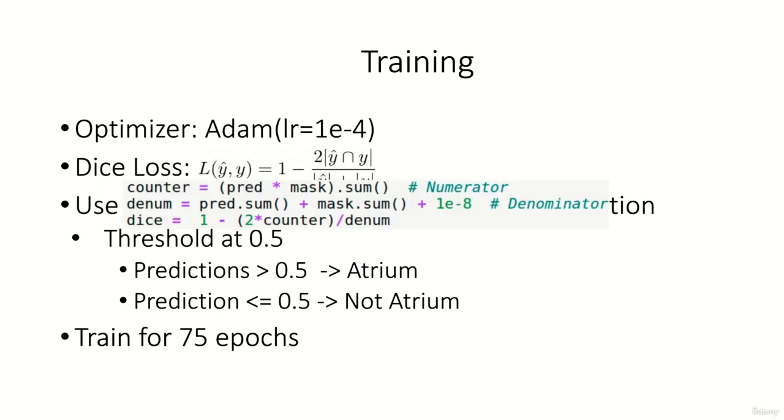As we are working in a binary setting, we can simply compute the intersection in the numerator by calculating the sum of the element-wise product between prediction and label. The denominator is simply calculated by adding the sum of the predictions to the sum of the masks. Additionally, as both prediction and mask might be 0, we add a really small number to the denominator, as an example 1e-8, to make sure we never divide by 0. We can now compute the dice loss by calculating 1 minus 2 times the numerator divided by the denominator.